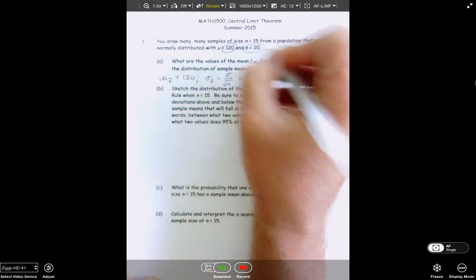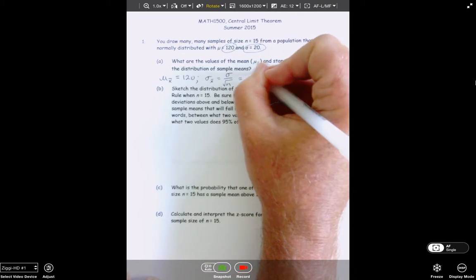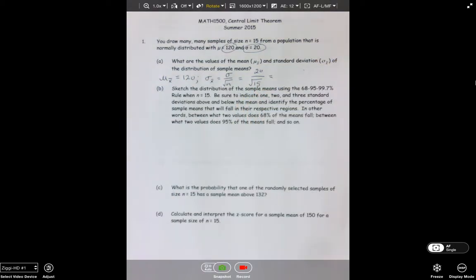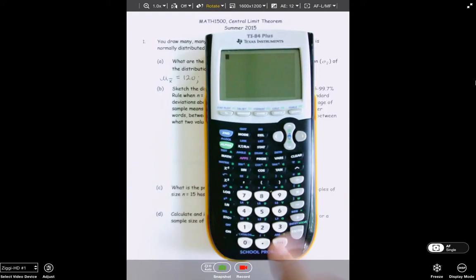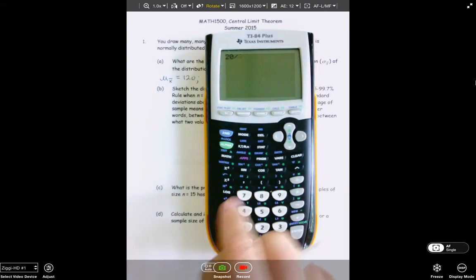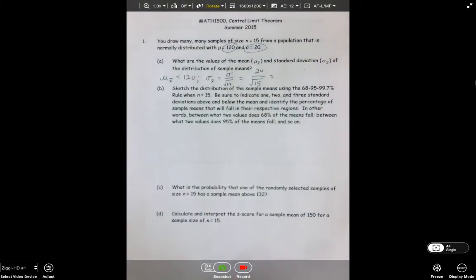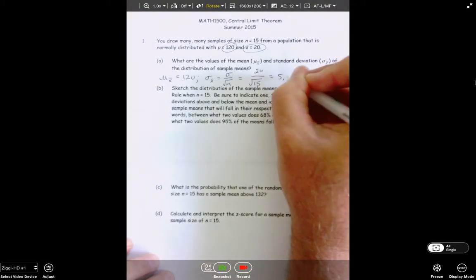Well, the standard deviation of the distribution we're drawing from is 20, and our sample size is 15. So we can put 20 divided by the square root of 15 in our calculator, which we should be able to do with no problem. We get 5.16. I'm going to just round this and think of it as 5.2. Okay? Now, because I know the next question that we have.